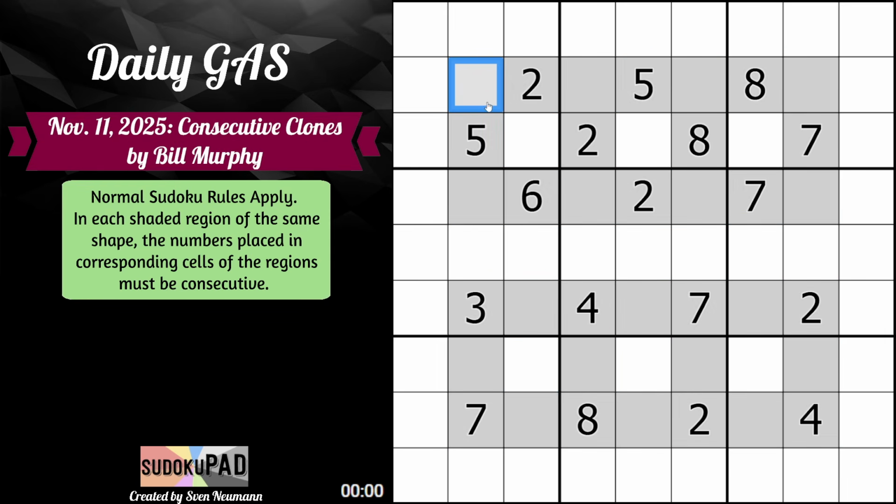Bill gives us an example. If row 2, column 2, contained a 2, then row 6, column 2, must contain either a 1 or a 3. So 2 needs a digit that is consecutive to it here. Any of these cells, looking at their corresponding cell, must be consecutive. They have to have a difference of 1 with each other. So this either needs to be 1 less than 8 or 1 more than 8. This either needs to be 1 less than 6 or 1 more than 6. So on and so forth for the regions.